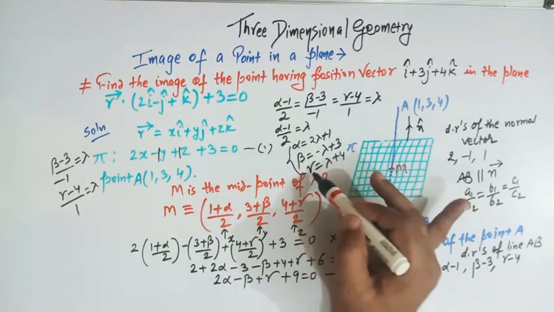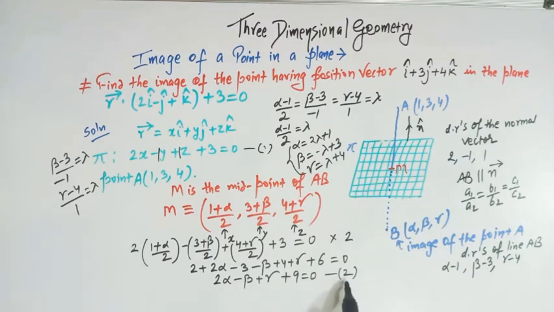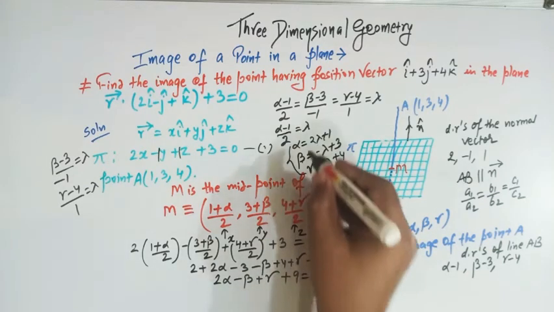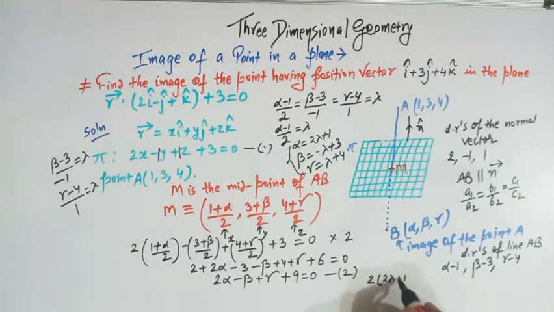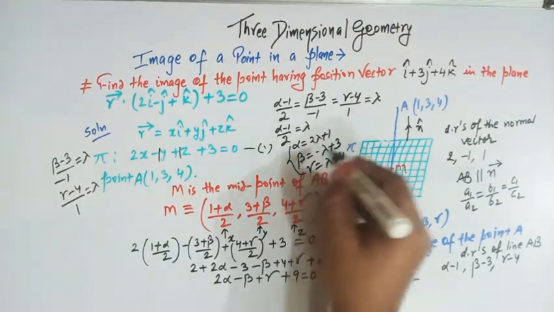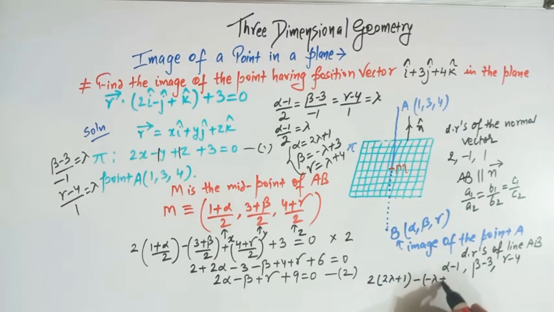And substituting these values in equation 2, we get 2 times alpha, where alpha is 2 lambda plus 1, then minus beta, where beta is minus lambda plus 3, and then plus gamma, where gamma is lambda plus 4, and here we have plus 9 equal to 0. Now this is a linear equation in one variable, that is the scalar lambda.